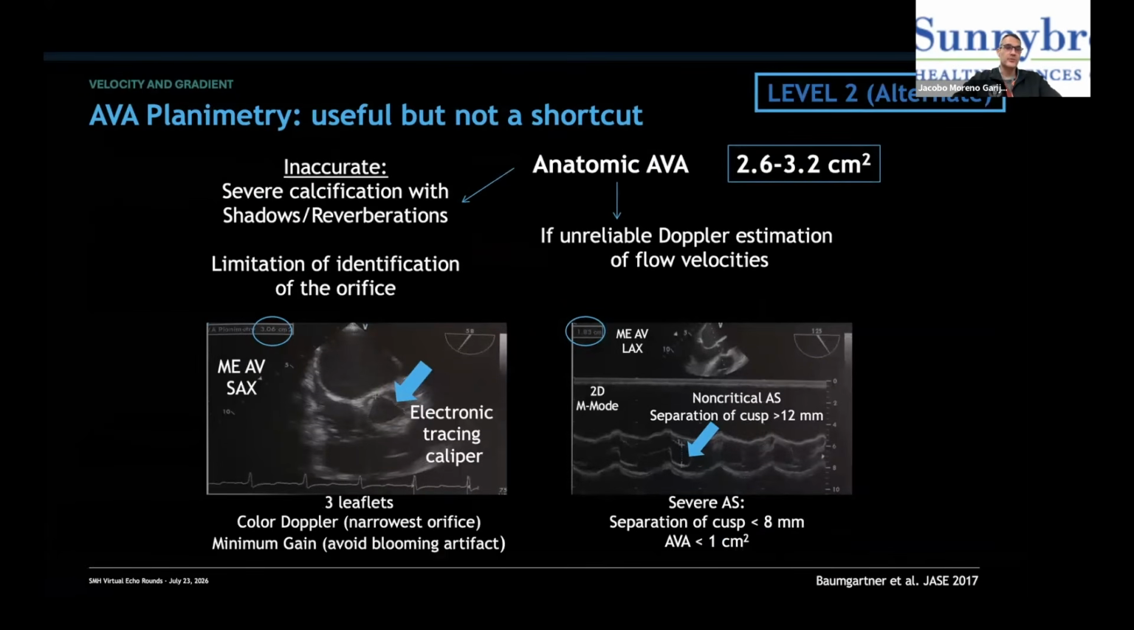Another option is to do planimetry of the aortic valve area. It can be useful, but it's a level 2 alternate. It's an anatomical aortic valve area. And why is that? Most of the time it is inaccurate, because sometimes you will have severe calcification, shadows and reverberations, and you're going to have a limitation to identify the orifice, right? Another good thing that can be used in the mid-esophageal aortic valve long axis view is that you can measure the separation of the cusps with M-mode, and where they are less than 8 millimeters, that's significant for an aortic valve area of less than 1 centimeter squared.